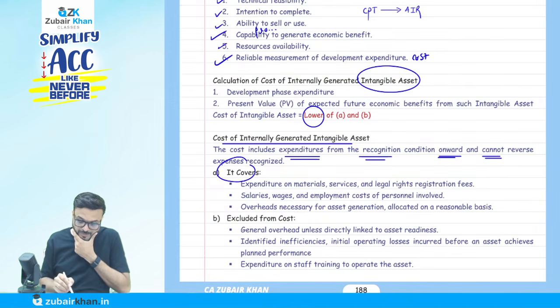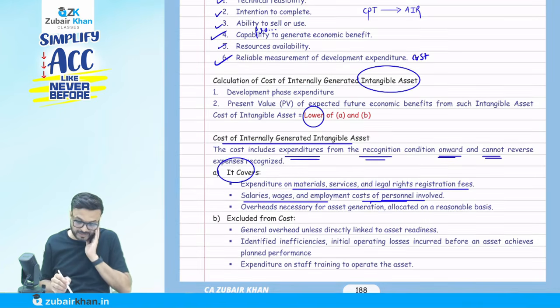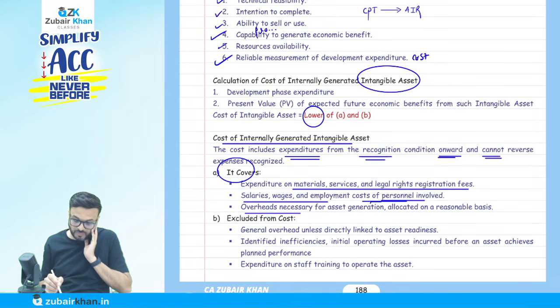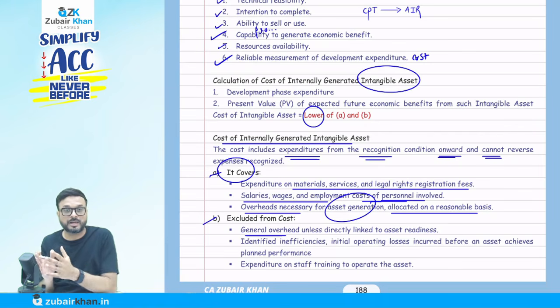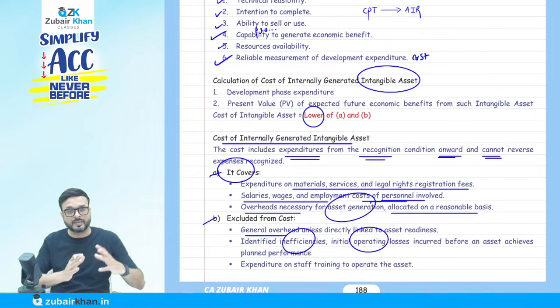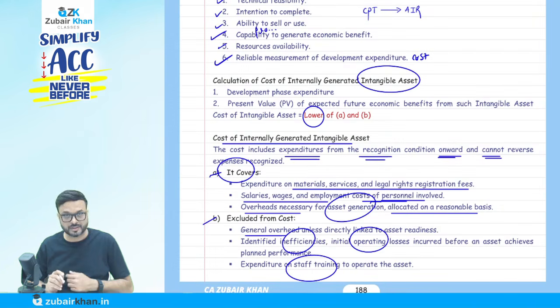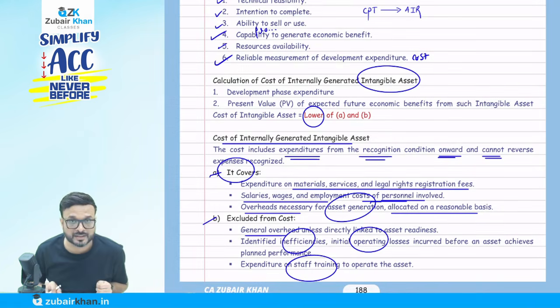So the cost covers expenditure on material, services, legal rights, registration fees, salaries, wages and employment cost for the persons involved in the generation of that intangible asset, and overhead expense necessary for asset generation, allocated on a reasonable basis. But it does not cover general overhead unless it is directly attributable to that particular asset. Inefficiency or losses cannot be part of the cost of the intangible asset, and expenditure on staff training is also not a part of it.